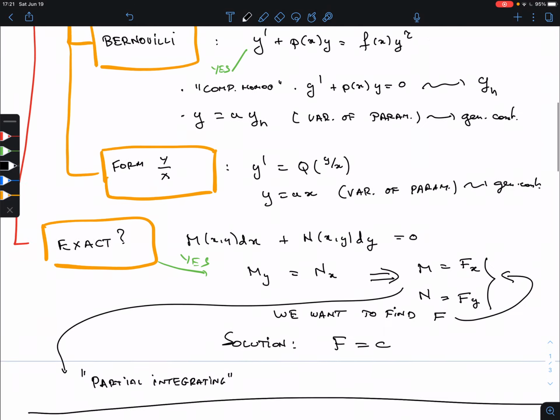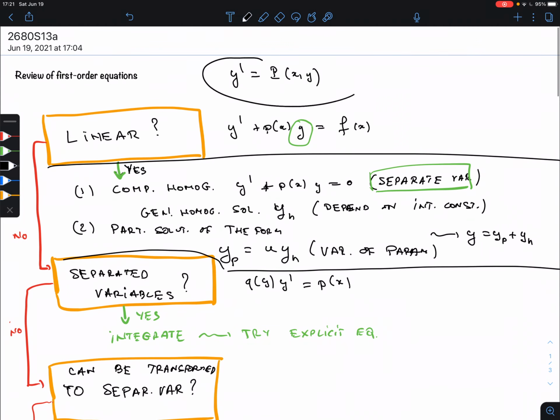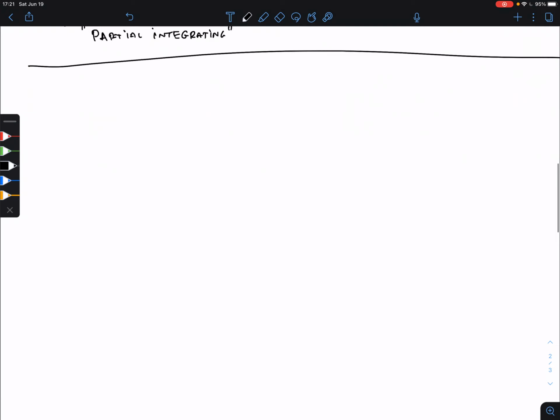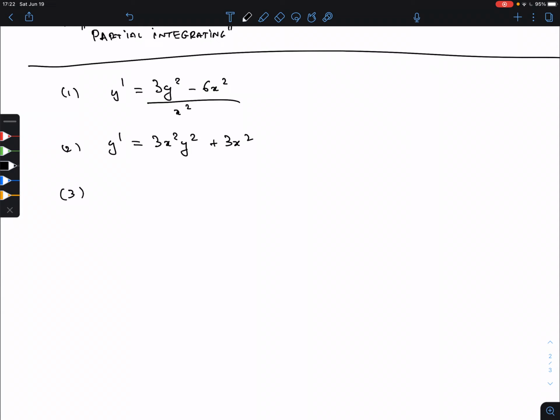I'll write them all in this form, which might be misleading, but that's the reason I'm doing it. So here's one: y prime is equal to 3y squared minus 6x squared over x squared. Let's call that 1. Number 2 is y prime is equal to 3x squared y squared plus 3x squared. Number 3 is y prime is equal to y plus xy squared.